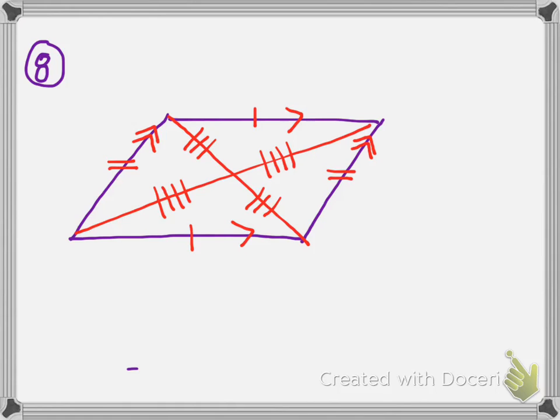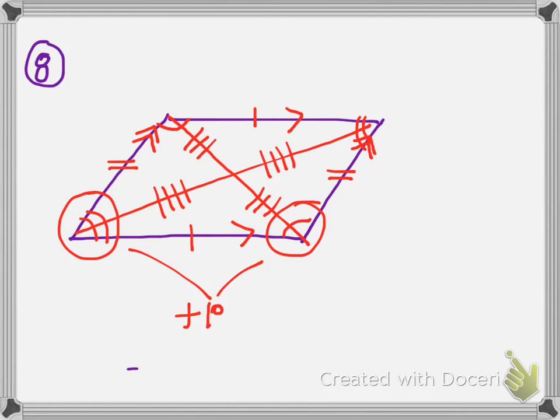A fourth property says that opposite angles are congruent. So this angle and this angle are congruent. This angle and this angle are congruent. And then the fifth property says that consecutive angles, so like this angle and this angle, are supplementary. They add up to 180 degrees. Those are the 5 properties of a parallelogram.